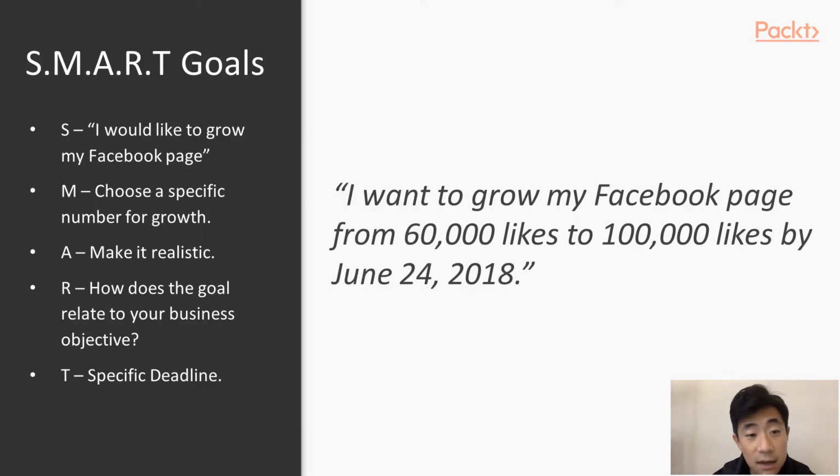So just an example of this, here's a summary of all those acronyms again. Here's a wonderful example of a SMART goal: I want to grow my Facebook page from 60,000 likes to 100,000 likes by June 24th, 2018. So that includes all of the components. The S would be grow my Facebook page. The specific number is 60,000 to 100,000. It is realistic probably because you're not starting off from 5 likes. You're not starting off from 100 likes, but you're starting off within sort of the same order of magnitude.